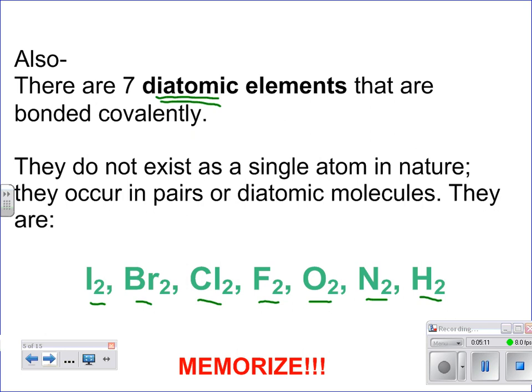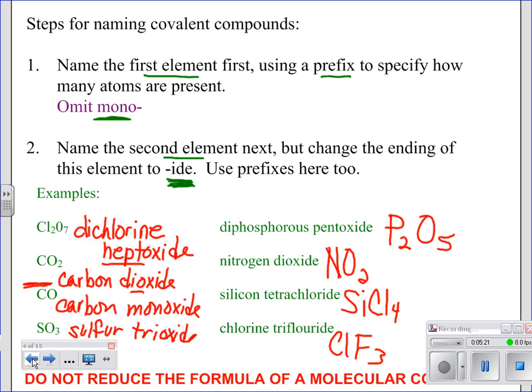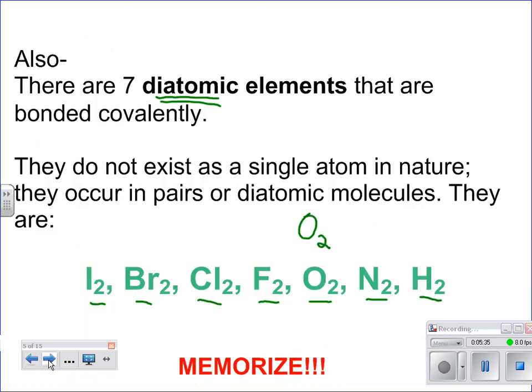Now, the only reason you ever have to think about this is if I ask, hey, what's the formula for oxygen? You would say, well, it's O2. But if we're looking at something like dichlorine heptoxide or carbon monoxide, I don't have to worry about oxygen being diatomic because, hey, he's hanging out with carbon, so he's not by himself. So it's only when that element is just by itself and it's not bonded with something else that you have to worry about it being diatomic.